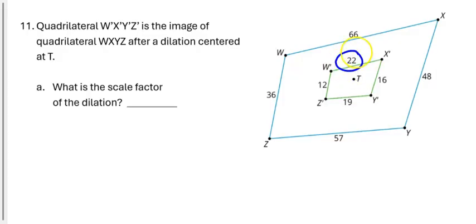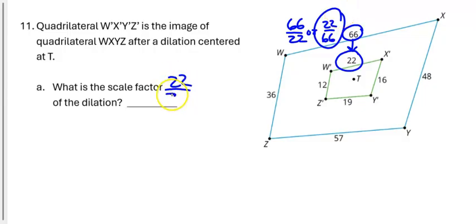So we're going from the larger shape this time to the smaller shape. But again, for the scale factor, there's two choices. We can take 66 divided by 22 or 22 divided by 66. Those are always your two choices. And we are going from a larger to a smaller, so the scale factor is less than 1. So 22 divided by 66 would simplify to 1/3.